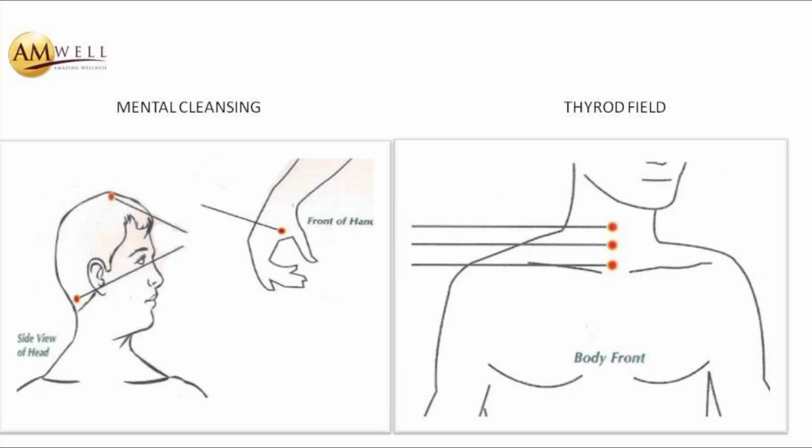The next area is for thyroid, especially if you are someone who's uncertain in your communication, not sure what to say, or you feel that you're very weak, coughing, and prone to sickness and so on. Then the thyroid field needs to be strengthened and improved.